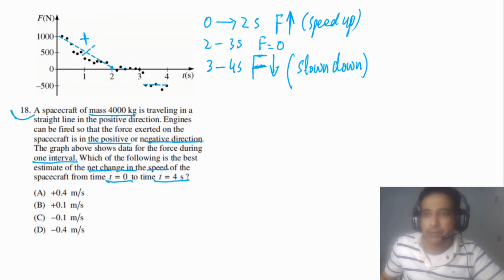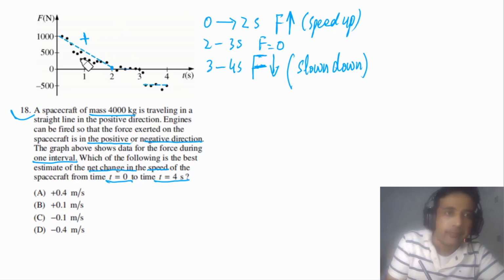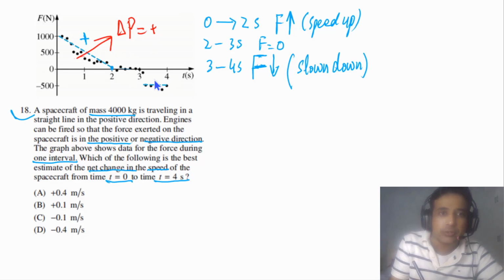Area under F-t graph is equal to change in momentum. So we can calculate this area. This area is representing change in momentum. So this is delta P. And this delta P is positive. So this area is also change in momentum. And this change in momentum is negative. And this area we can simply calculate. This is area of triangle.